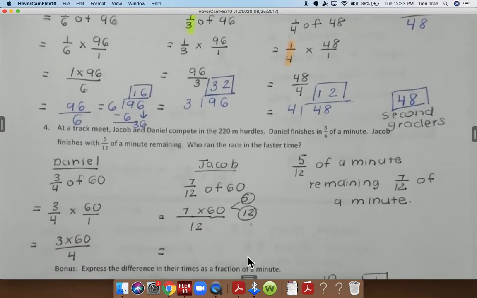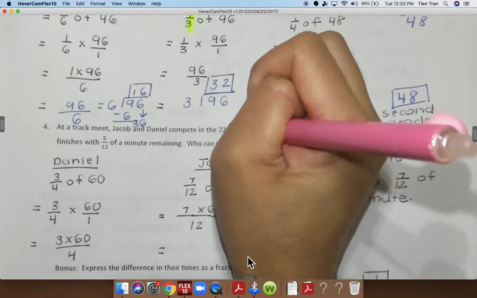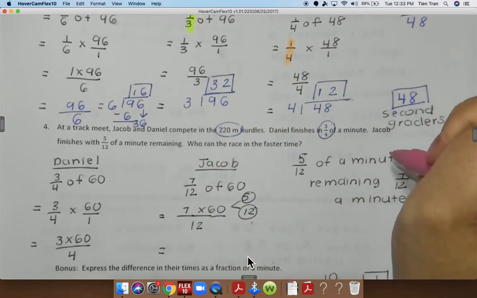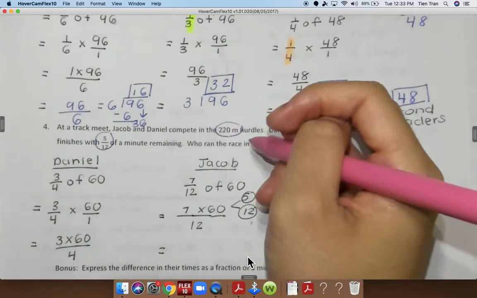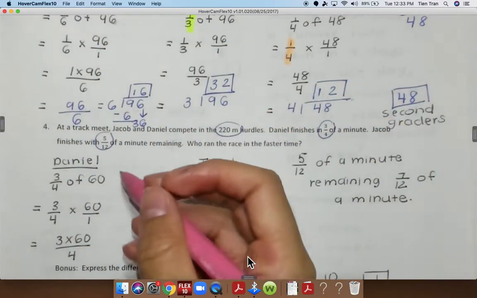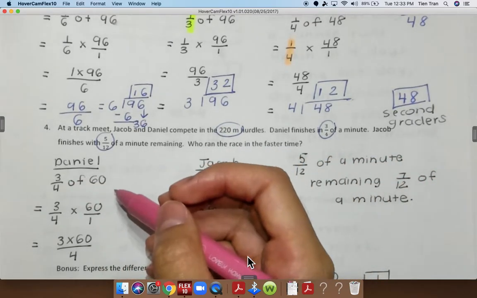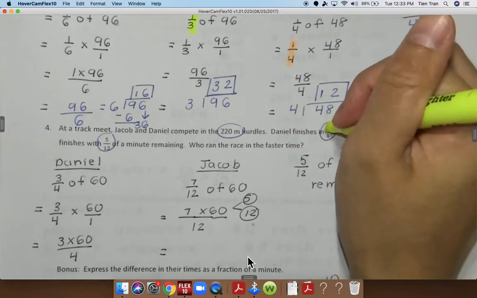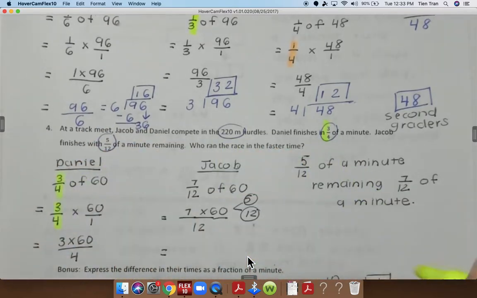For problem number 4, at a track meet, Jacob and Daniel competed in a 220-meter hurdle. Daniel finishes in 3/4 of a minute. Jacob finishes in 5/12 of a minute remaining. Who ran the race in the faster time? So we have Daniel, Jacob. So what we have here for Daniel is we have 3/4. Where did I get the number 3/4 from? It says right here that he finishes 3/4 of a minute. So that's where I get my number 3/4.